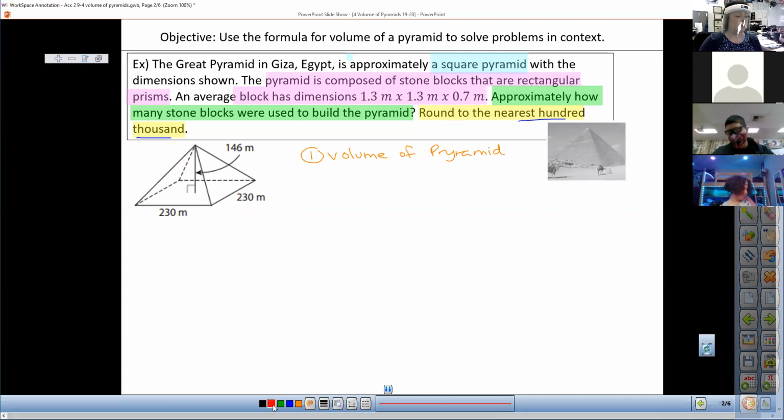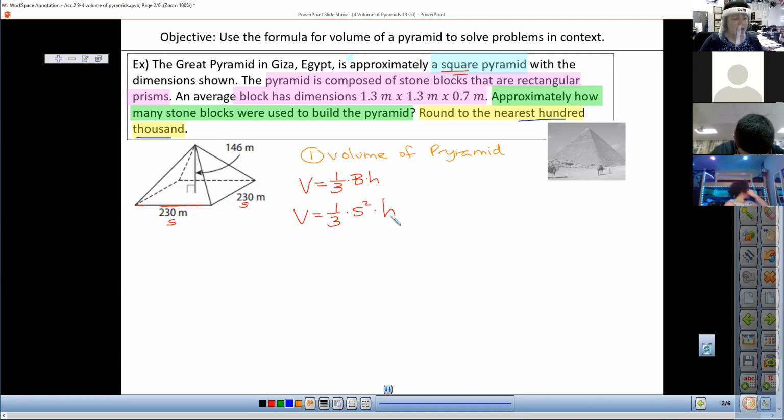So here I'm looking at the volume of a pyramid. My volume formula for the pyramid is 1/3 times my base area times the height of my pyramid. And so my base area here, remember this is a square pyramid, so a square-based pyramid, and my square has these side measurements of 230 meters each. So the volume here is going to be 1/3 times S squared, or just S times S if you prefer, that doesn't matter.